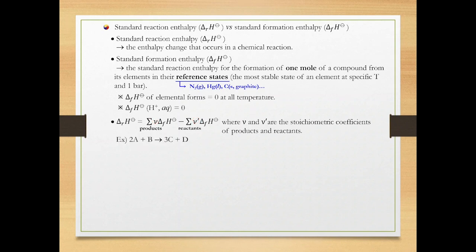Here is a chemical reaction. Reactants A and B react by 2:1 mole ratio and produce products C and D by 3:1 mole ratio. Determine the standard reaction enthalpy of this reaction. The formation enthalpies of A, B, C, and D are given.